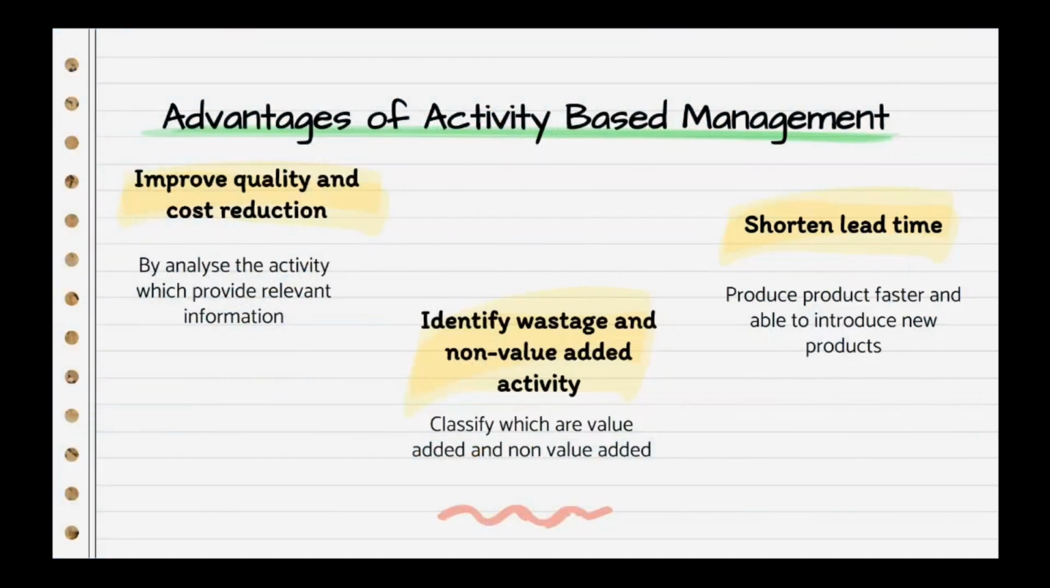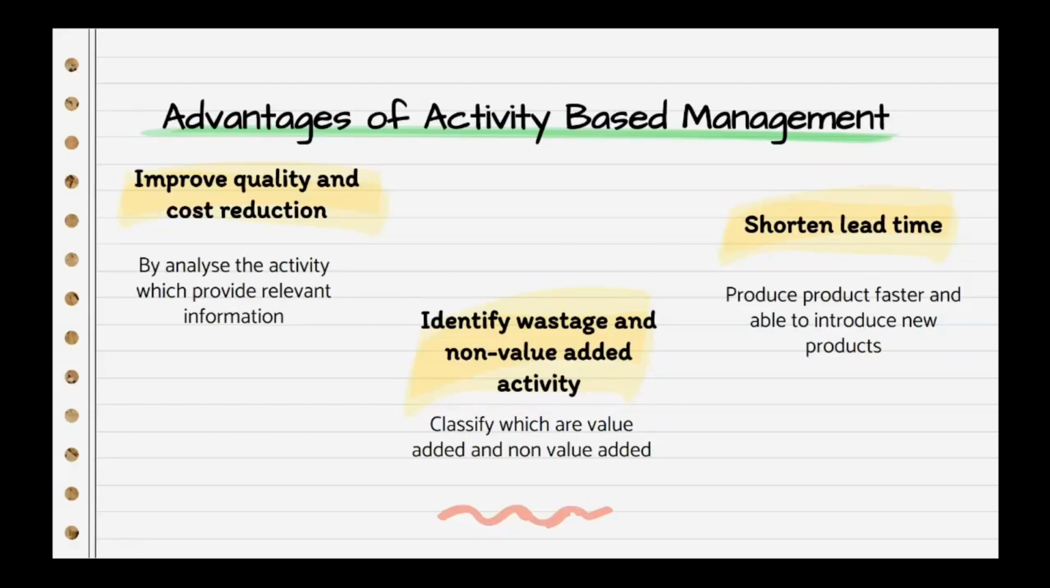Okay, so there are a few advantages. Firstly, the benefit of using ABM in the business is that they can improve the quality and reduce the cost of the product. Activity-based management helps the management to improve the quality of the product by analyzing the activities so that only relevant information is provided to the managers. So those activities that do not add value to the operation can be stopped. Hence, the cost of the product will be reduced.